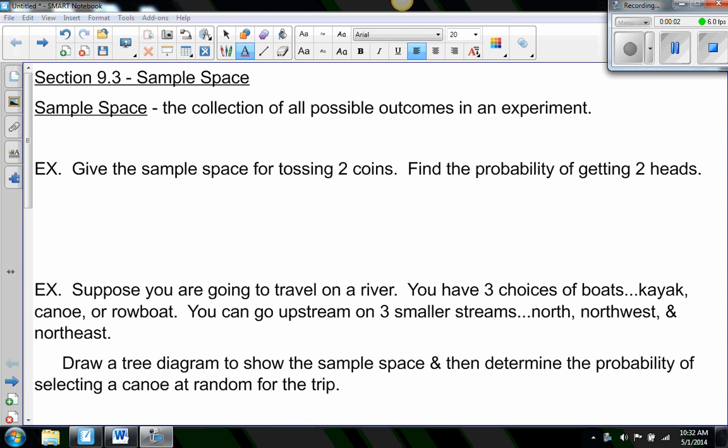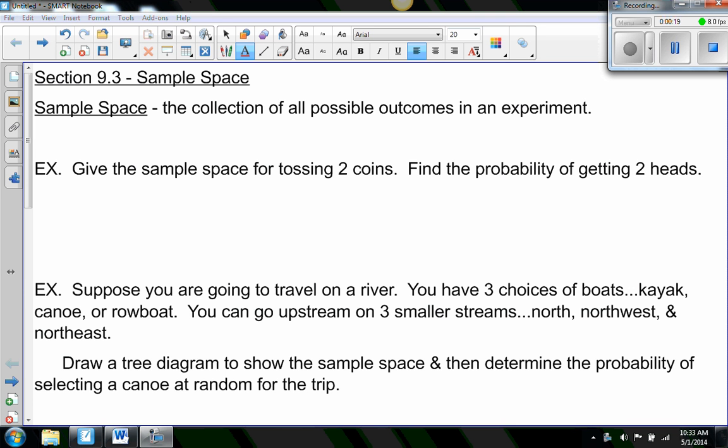Hello, 7th graders. Your new video is for section 9.3, which is covering sample space. Sample space, we've actually talked about in one of the other sections, but they just get more in detail here. It's the collection of all possible outcomes of an experiment.